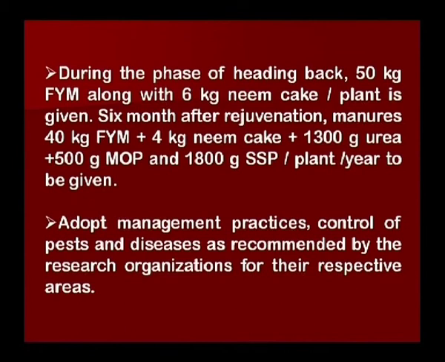During the phase of heading back, 50 kg FYM, that is farmyard manure, along with 6 kilograms of neem cake per plant is given. 6 months after rejuvenation, manures 40 kg of FYM plus 4 kilograms of neem cake plus 1300 gram urea plus 500 gram MOP, that is muriate of potash, and 1800 gram SSP, that is single superphosphate, per plant per year to be given.